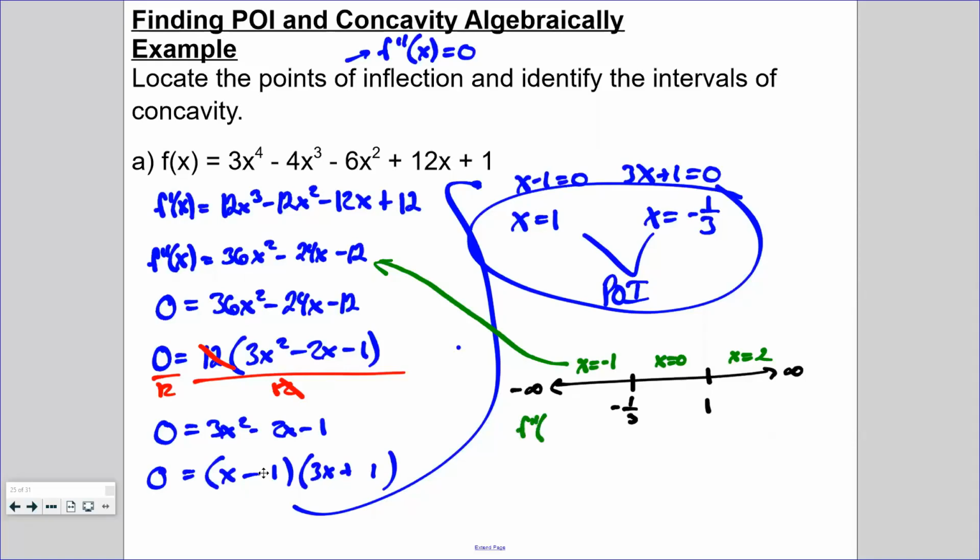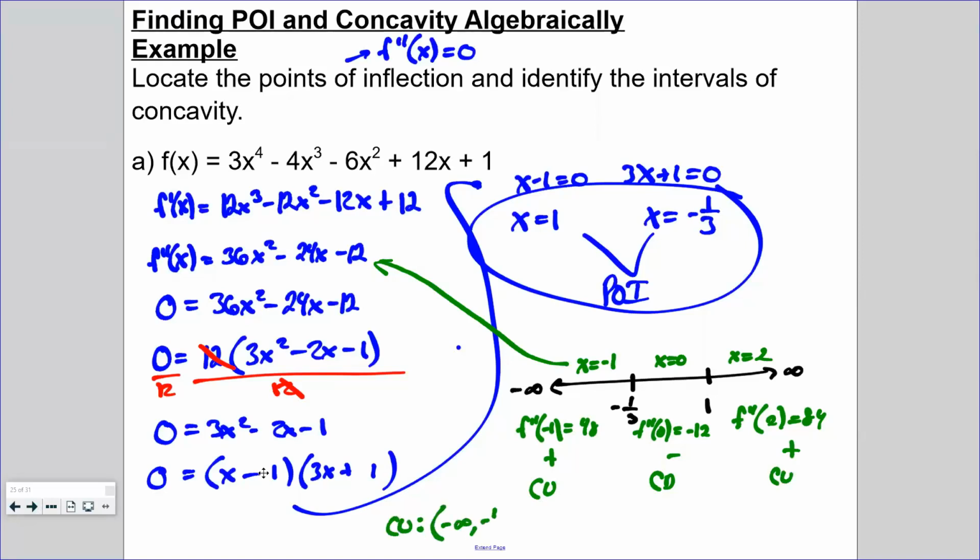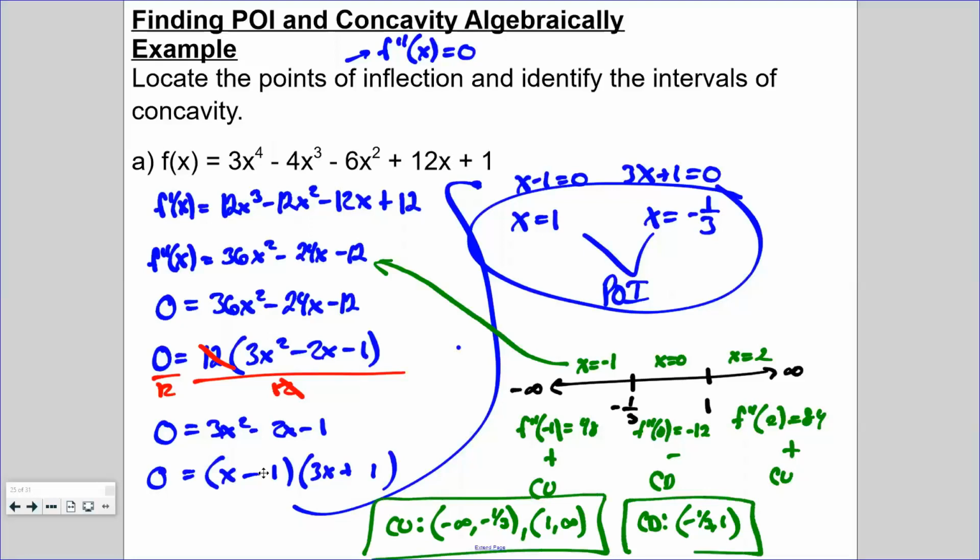So we get f double prime of negative 1 is equal to 48. f double prime of 0 is going to be negative 12, and f double prime of 2 is going to be 84. So this is positive, negative, positive. Positive is concave up, negative is concave down. Meaning we're going to be concave up on negative infinity to negative 1/3, and then 1 to infinity. We will be concave down from negative 1/3 to 1. Boom. Points of inflection and intervals of concavity.